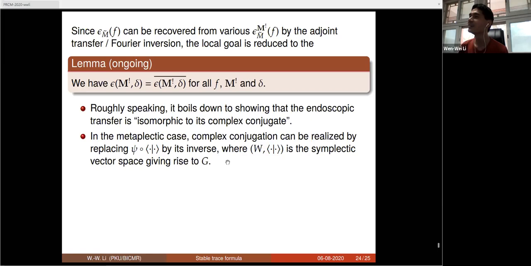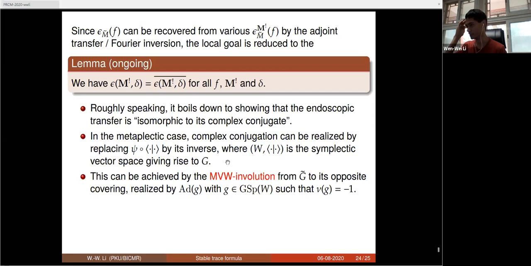The reason is that's really a statement about the covers. The cover really matters here. So it can be done by the so-called MVW involution. In our case, this is not an involution because it goes from G tilde to its opposite covering. If you reduce to the two-fold covering, this is an involution, but here we are using the eight-fold covering. It's not really an involution.